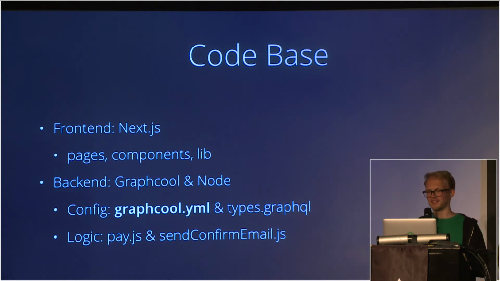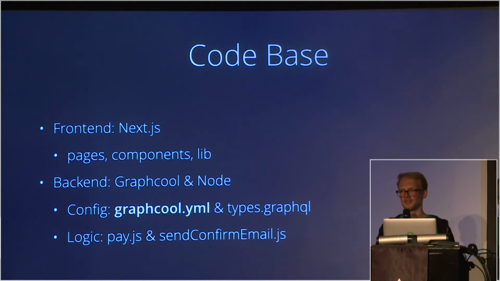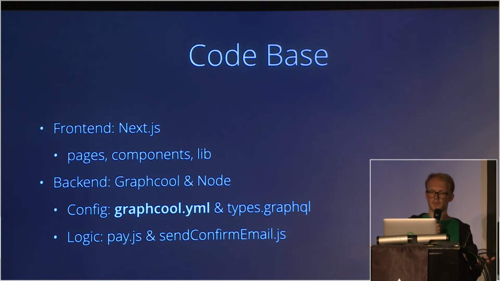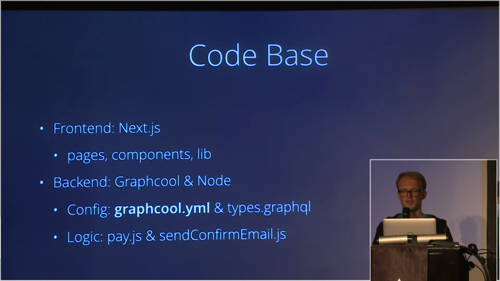So the code base we'll look into in a second. The front end is built using Next.js. So I think you should be familiar with the structure, like you have your pages, some components, and I'll walk you through some of the more custom library code, which is actually based on the Apollo example from Next.js. And on the backend side, we will be looking into the GraphQL YAML file, which is the foundation for your app, and also what the data model looks like. And we will be looking into two functions. One, the function that actually implements the checkout process, and secondly, the function that sends the confirmation email.